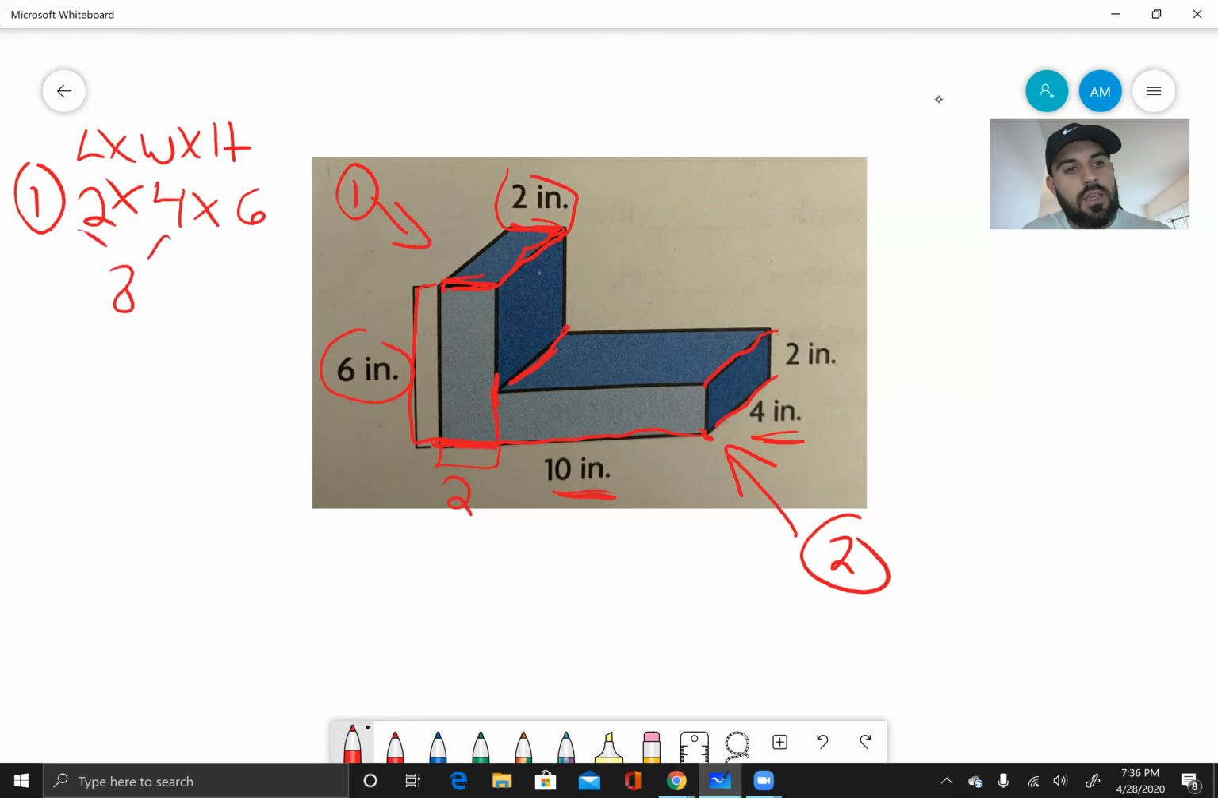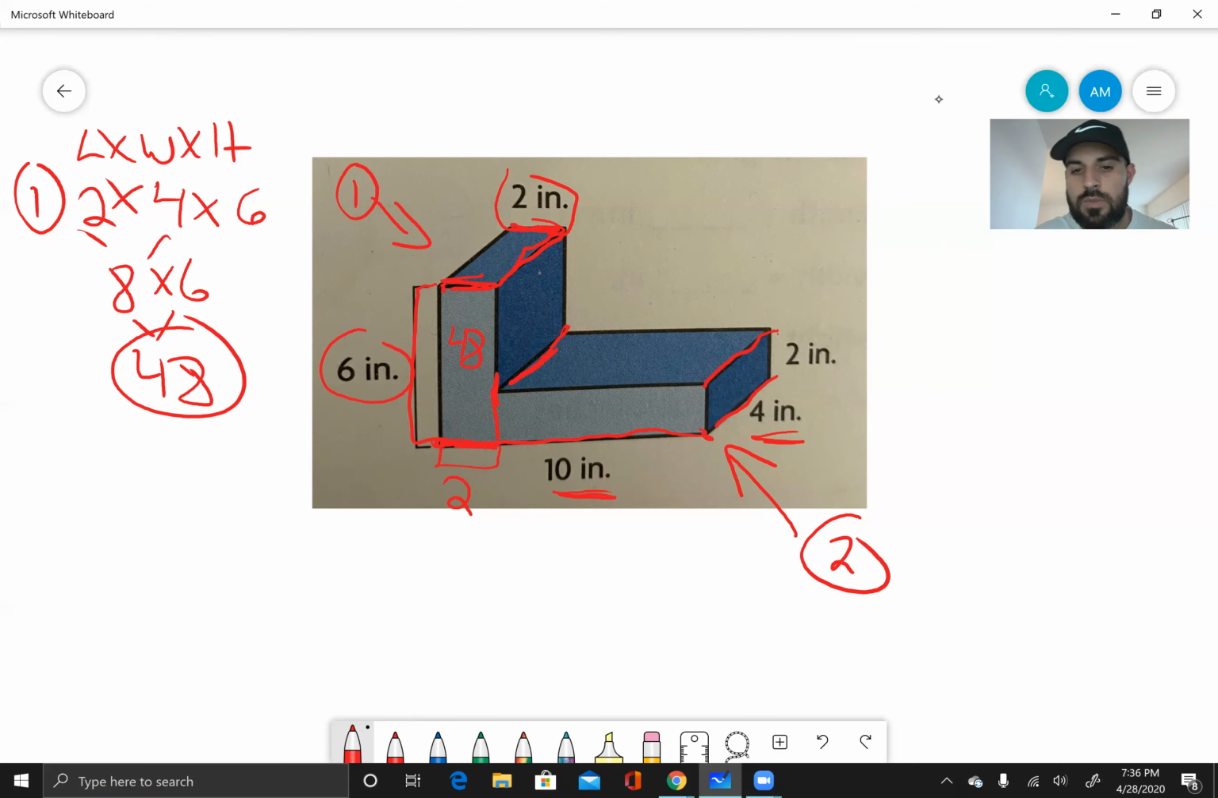2 times 4 is 8. 8 times 6 is 48. So figure 1 has a total volume of 48 cubic inches, okay?